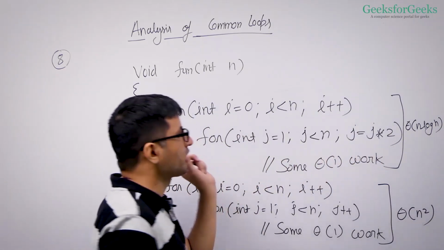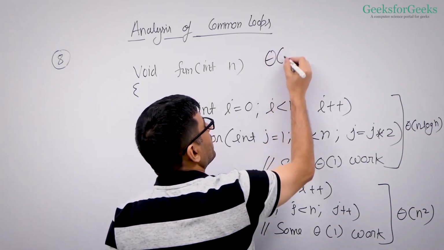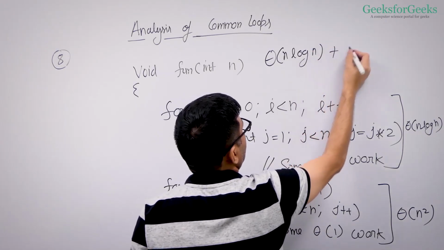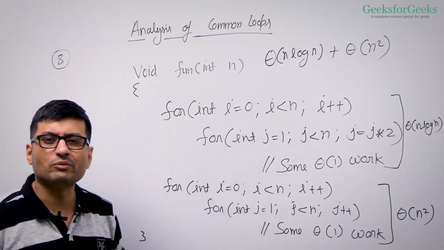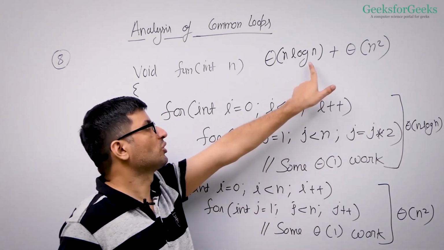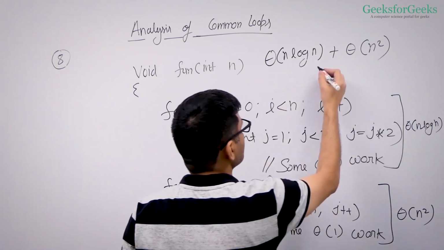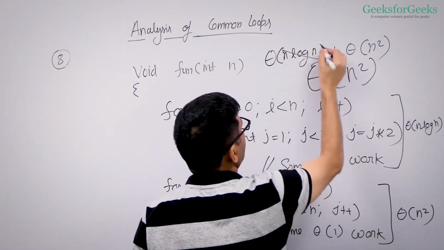Now what is the overall time complexity of this function? It's theta n log n plus theta n square. So what do we say about the overall time complexity? We can ignore the lower order term and we say it's theta n square. So the overall time complexity of this function is theta n square. We ignore the lower order term.